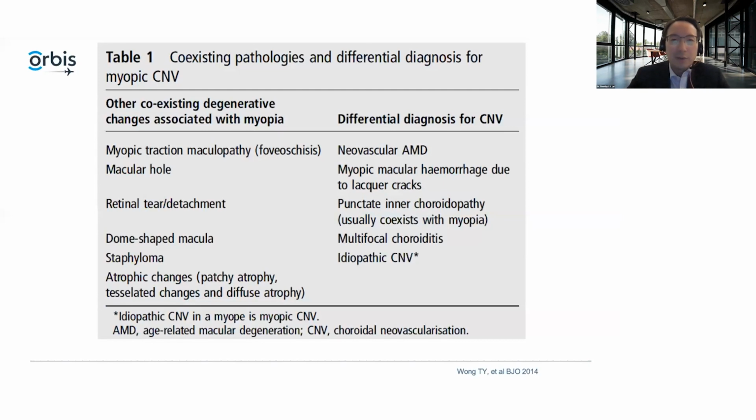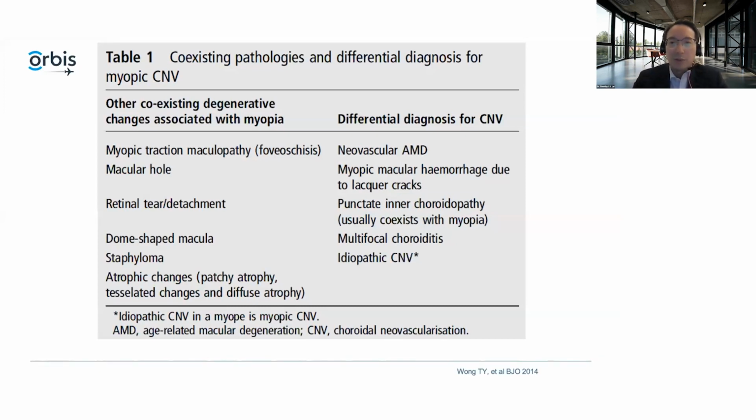So why do we need all these tests? Because you need to know whether the visual loss is due to myopia or due to other conditions which can be associated with myopia, like tractional maculopathy, foveoschisis, macular hole, which I mentioned before, retinal detachment, dome-shaped macula, staphyloma, or some atrophic changes, various kinds of choroidal atrophy.